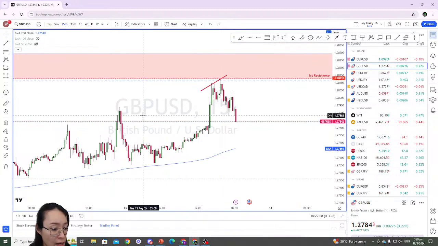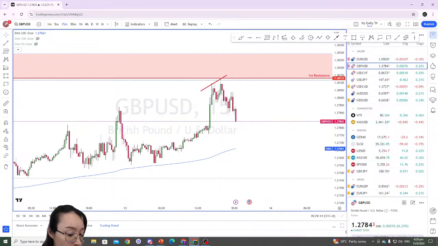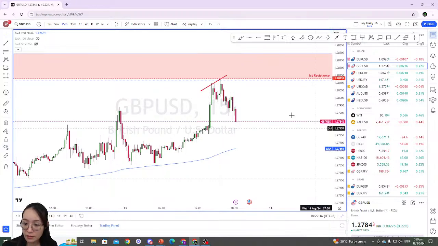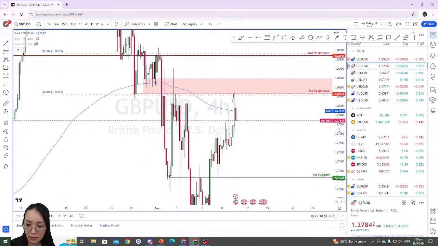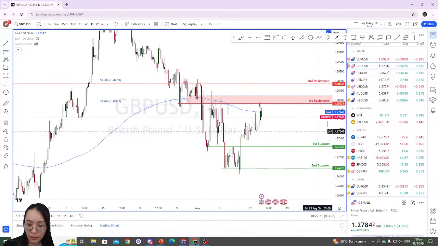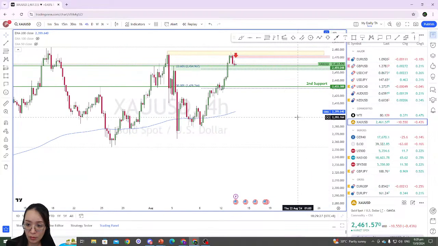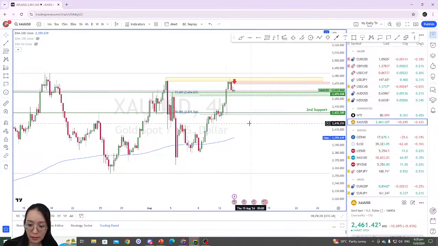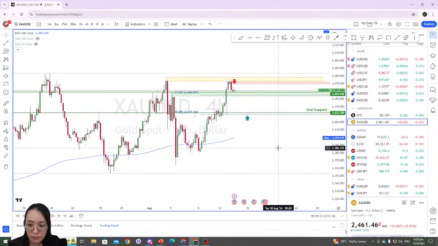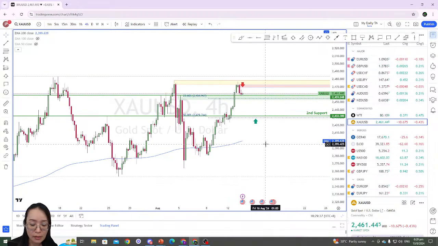All right guys, any questions? If there are none, let me highlight the key level. This is the one for the GU. All key levels here, and this is gold. So again, I'm waiting to buy gold at this level at the second support, not gonna buy at the first support.